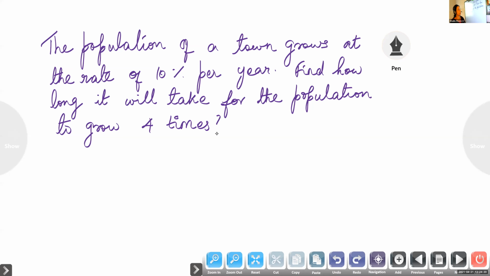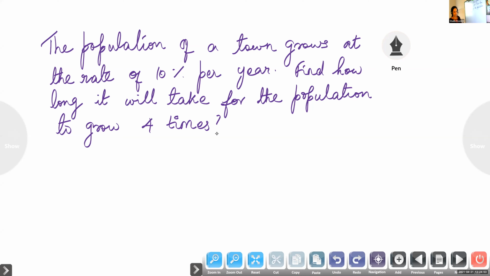So the population of a town grows at the rate of 10% per year. We are going to use a differential equation. How long will it take for the population to grow 4 times? The population is to grow up to 4 times. So how much time will be needed to grow 4 times? That's what we want to find.